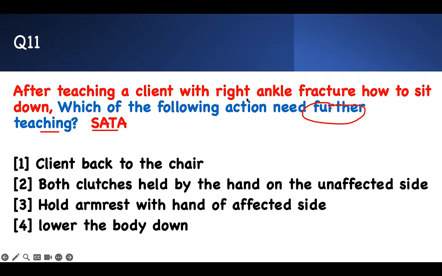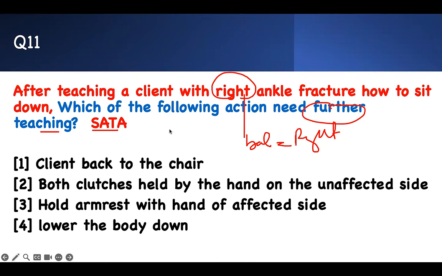After teaching a client with a right ankle fracture, that means the bad side is right. You see the way I write it so that I don't get confused. The patient has a right ankle fracture and he's going to sit down. How does he sit down? After teaching the client with a right ankle fracture how to sit down, which of the following actions need further teaching?